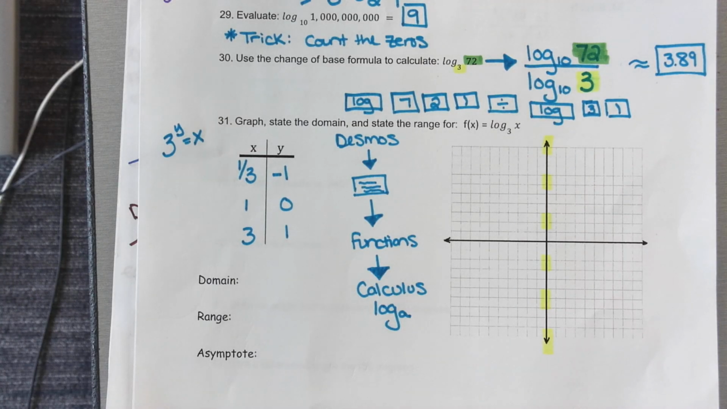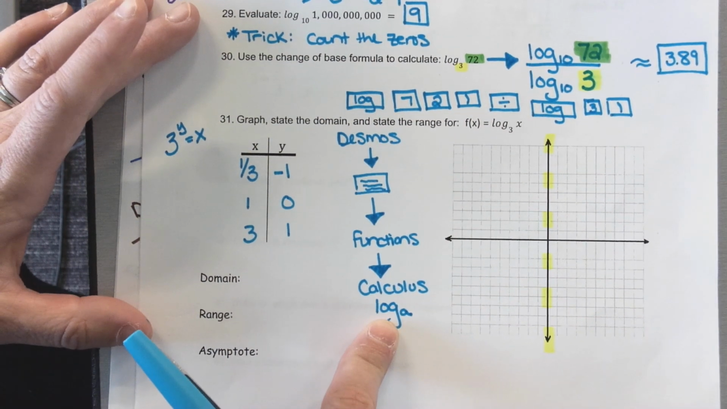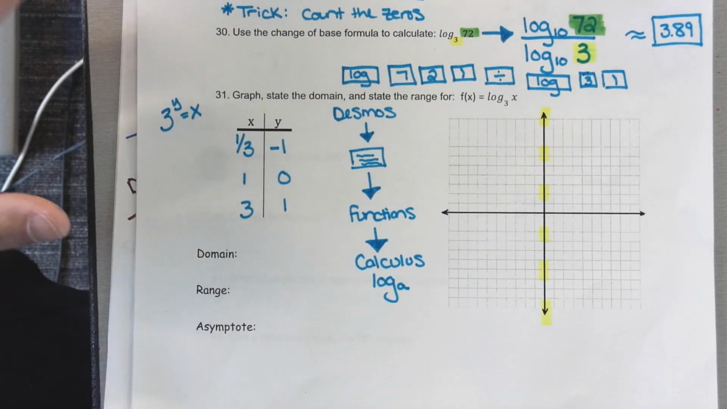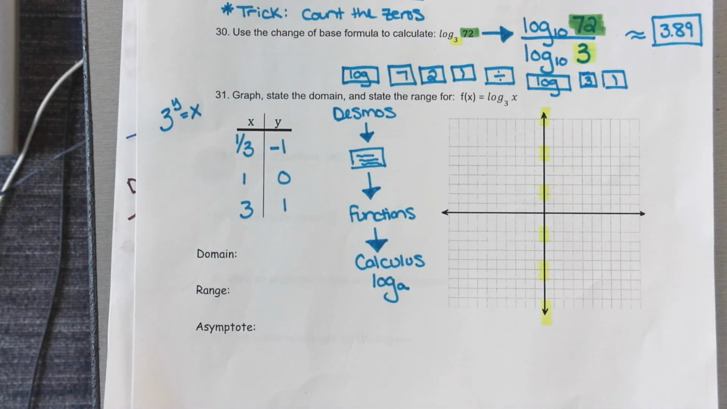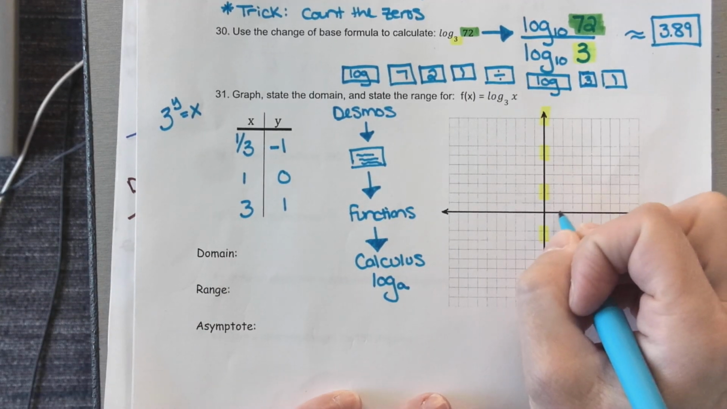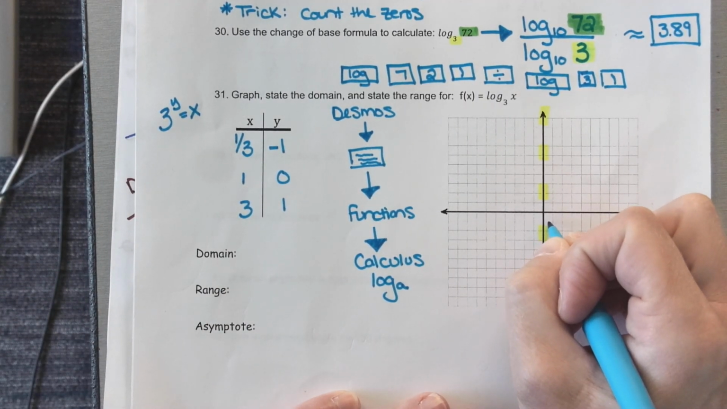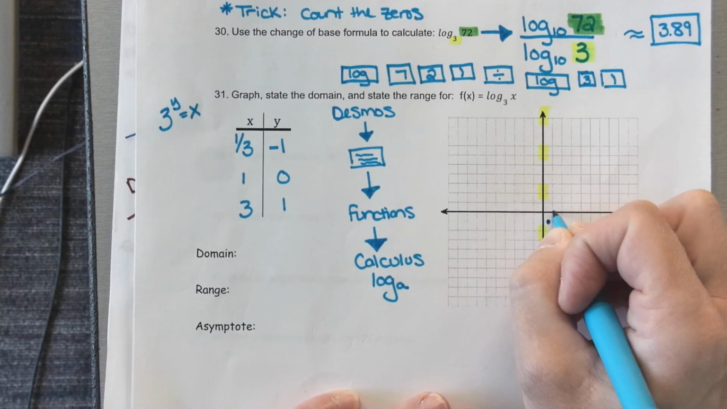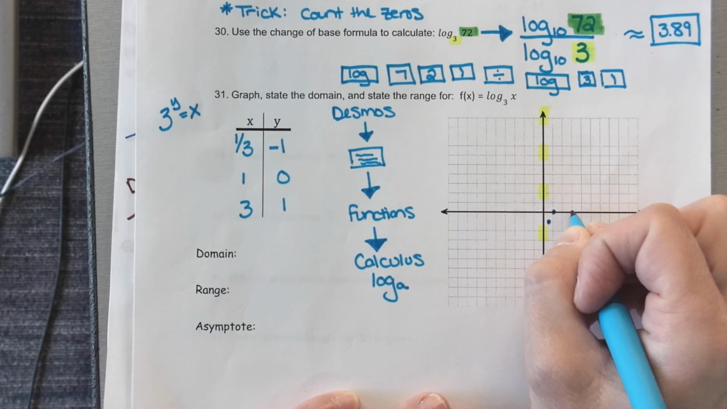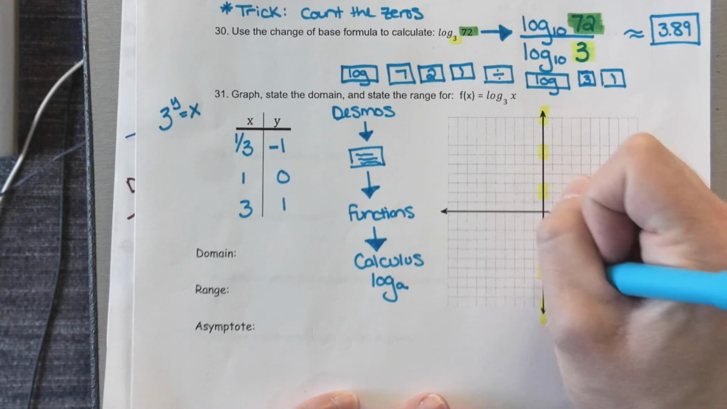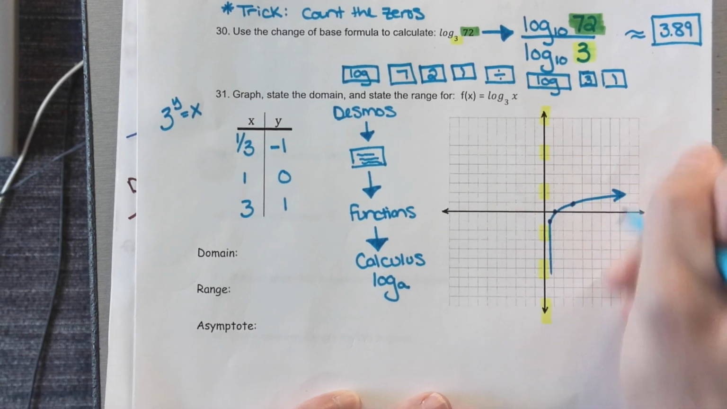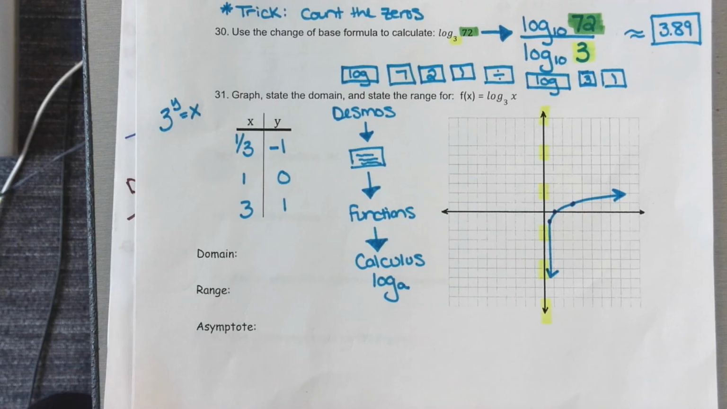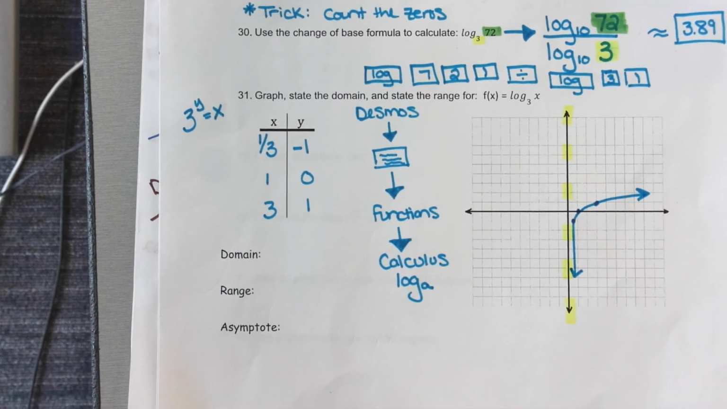Okay, so again, if you need to type or put this on your paper to remind you of next week, right, future you, how to do this problem, write it in there. Okay, so these are the points that I'm using. So I've got 1/3 down at -1. I've got 1, 0, and I've got 3, 1. So this graph does have an asymptote. And it should look like this.